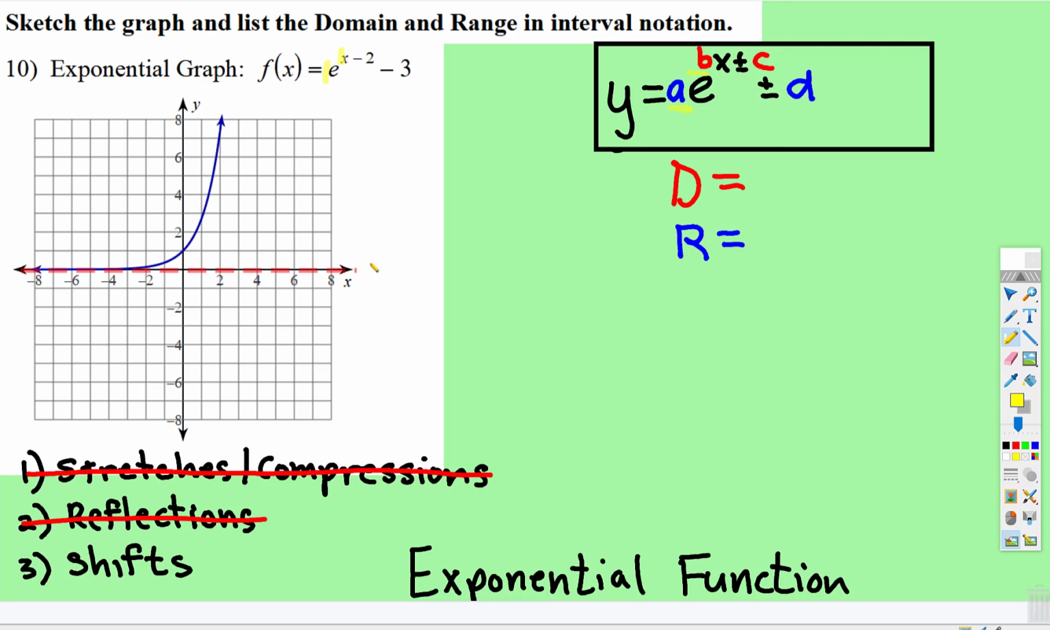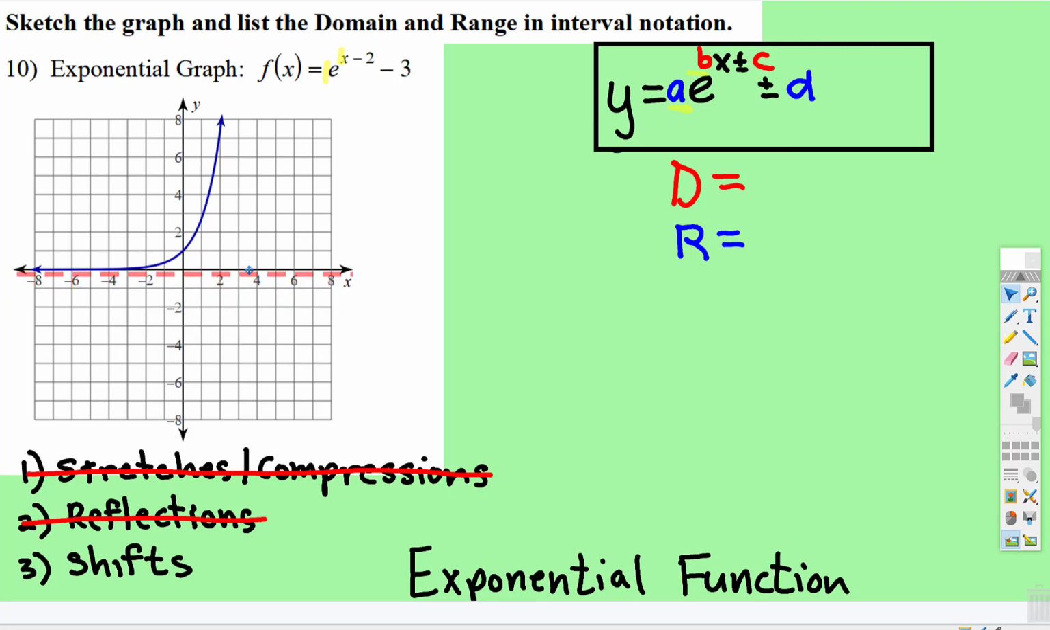Remember, on exponential functions, we have this invisible asymptote right here on the x-axis. So when it says the graph gets shifted down 3, what it's talking about is the asymptote gets shifted down 3. Then we know how close the graph will get to that horizontal asymptote that got shifted down.